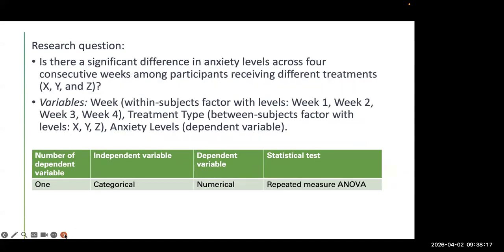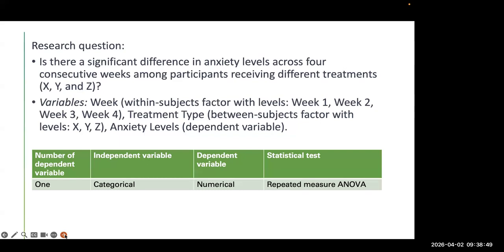Okay, next. Is there a significant difference in anxiety level across 4 consecutive weeks among participants receiving different treatments? You want to compare treatment X, Y, and Z. And then the outcome is only one, which is the anxiety level. So anxiety level is numerical data, only one outcome, but you want to repeat it 4 times.